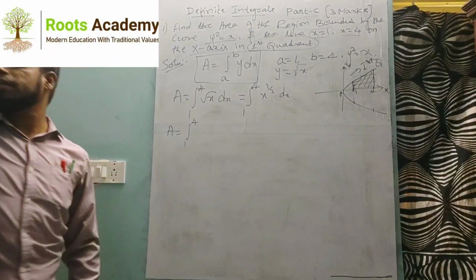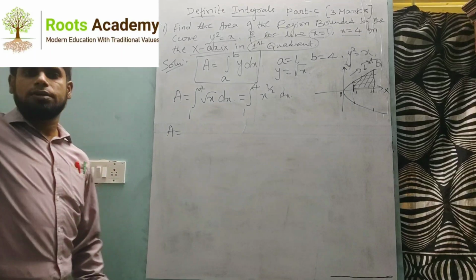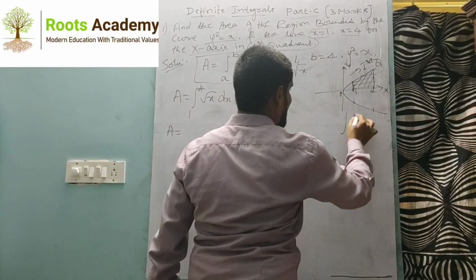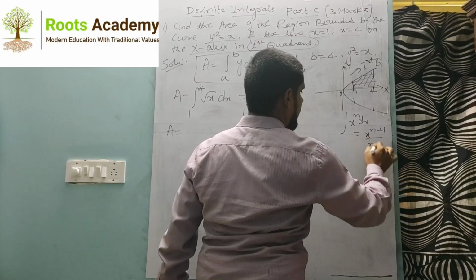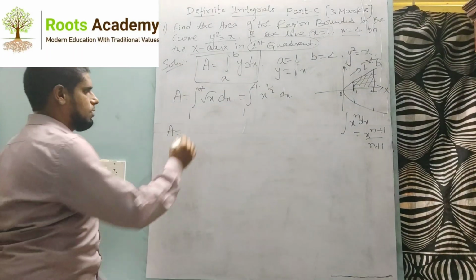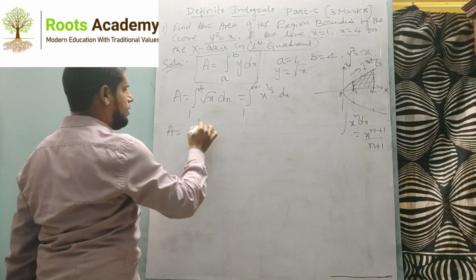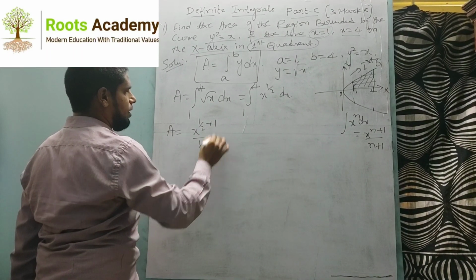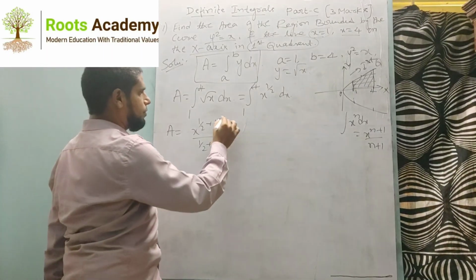If I start integrating this, what do I get? Integral of x power n dx is equal to x power n plus 1 divided by n plus 1. So here, x power half plus 1 divided by half plus 1, and the limits are 1 to 4.